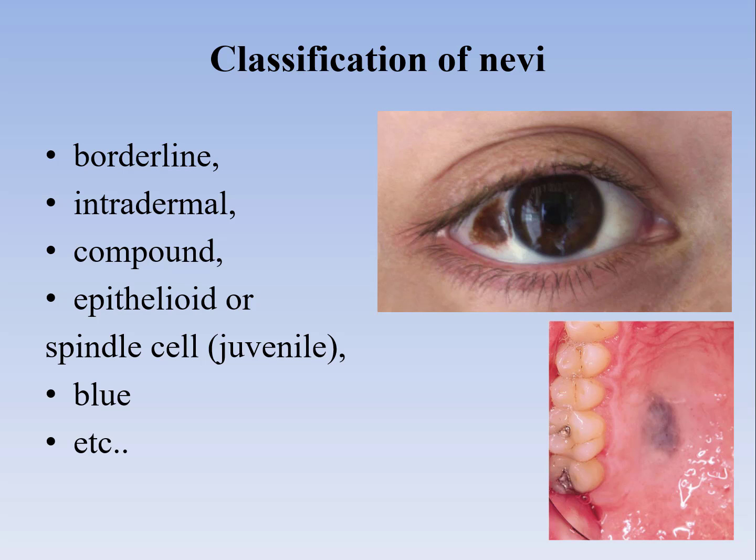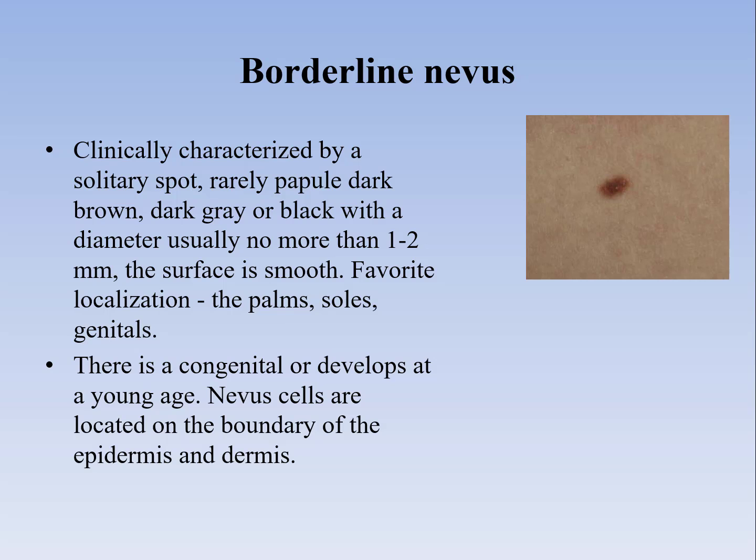Classification of the nevi. It's a very big classification, including borderline, intradermal, compound, epithelioid or spindle cell, blue nevus, and a lot of others. We will talk just about several of them.